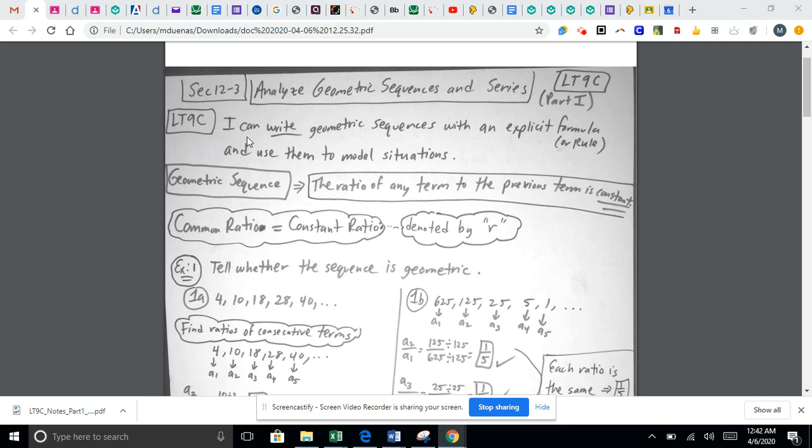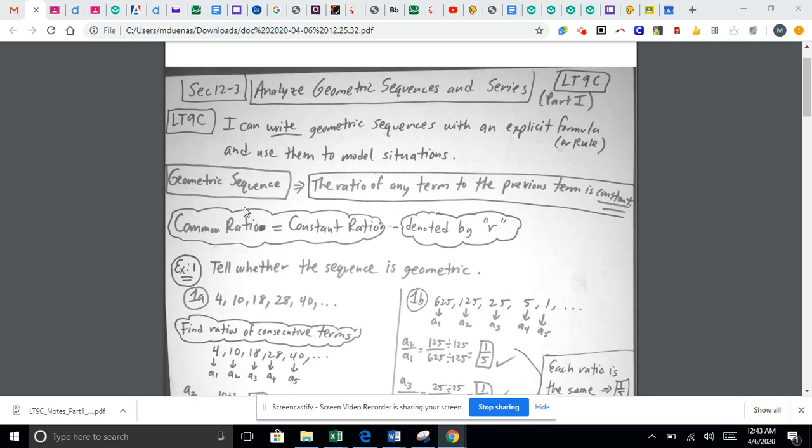So one of our learning targets for this week is: I can write geometric sequences with an explicit formula or a rule and use them to model situations. So we're going to write geometric sequences with an explicit formula or rule, and then we're going to use them to model situations. All right.